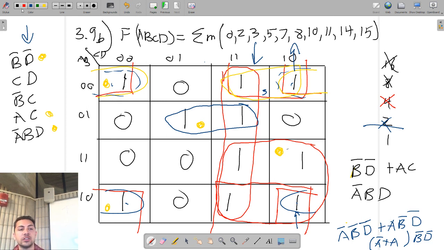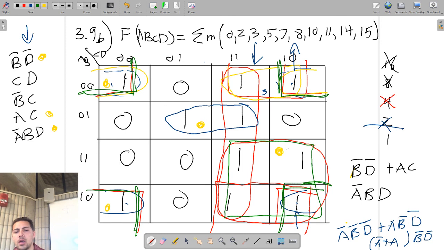If we were to actually circle these, I'm going to circle them in green. So B bar, D bar takes care of the 4 corners, right? AC takes care of this group of 4, right? So I've got those circled in green. A bar BD takes care of these. But you're right, this cell has not been included. So in order to simplify, you have to get some prime implicants that are not essential. That's just kind of a definition thing.